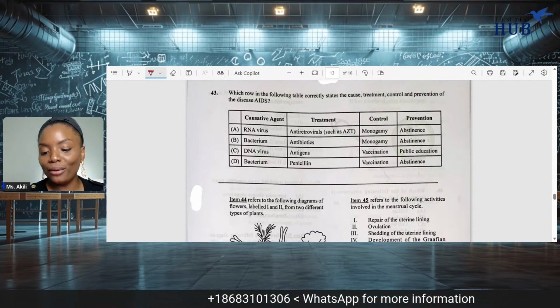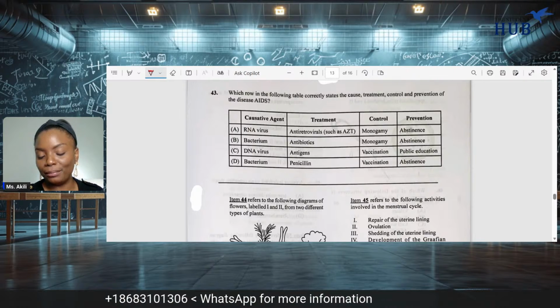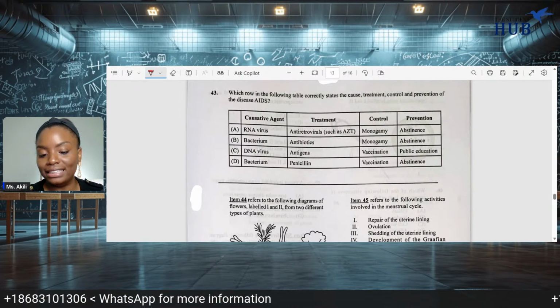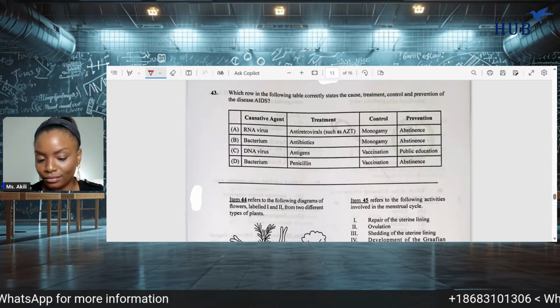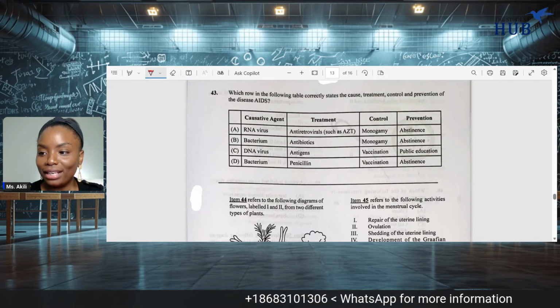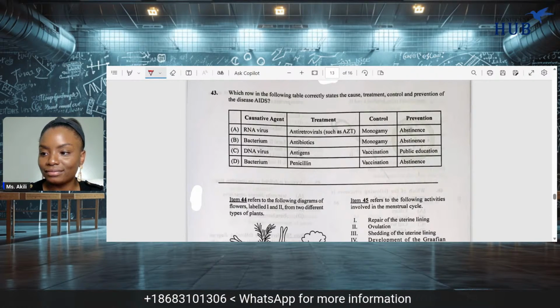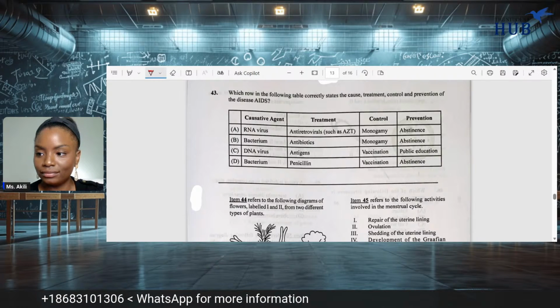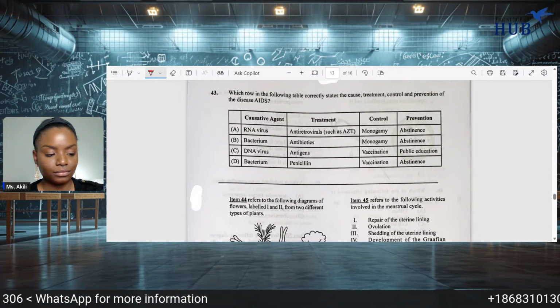Which row in the following table correctly states the cause, treatment, control, and prevention of the disease AIDS? Right? I'm not going to read through the options here, but let me know what you think.